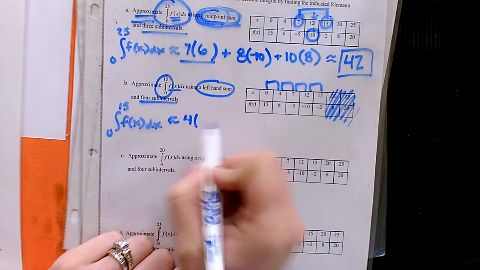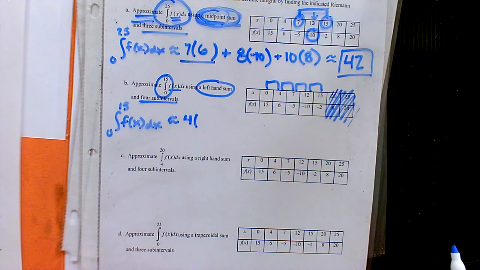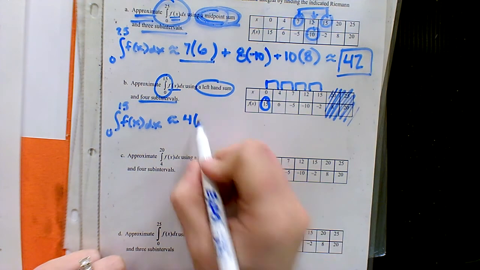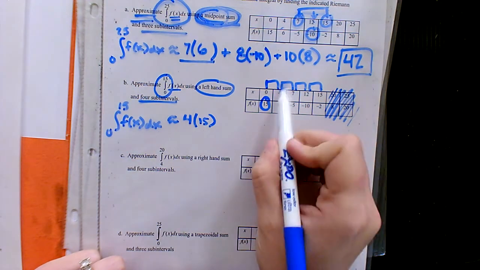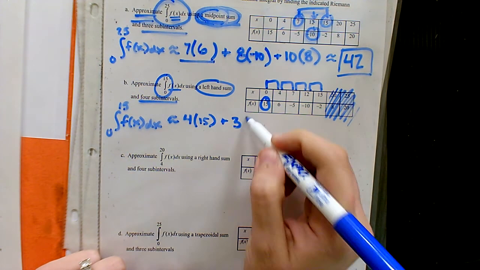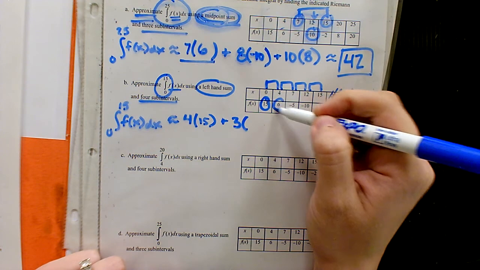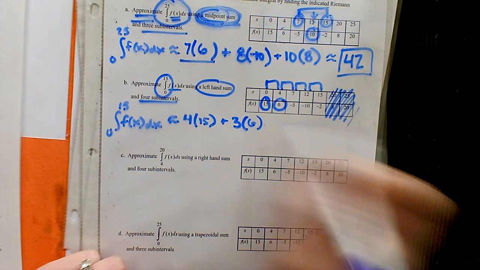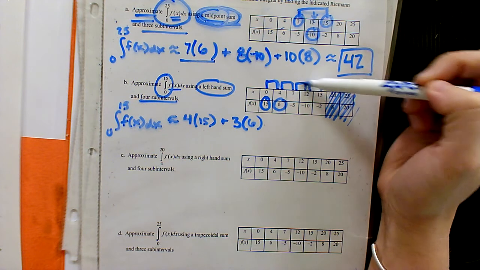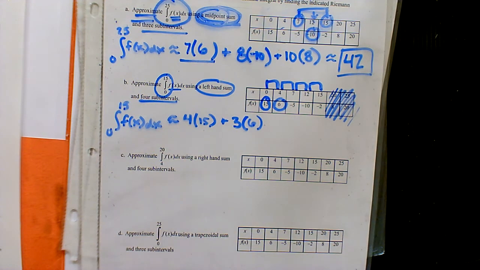That's a base of 4. And we want to use a left-hand Riemann sum, so we need the height from the left side of that rectangle. 15. Okay. The second rectangle goes from 4 to 7, so base of 3. Left-handed height is 6. I think it helps, at least it helps me, to draw the rectangles at the top for you to see what the left or the right or the middle is.